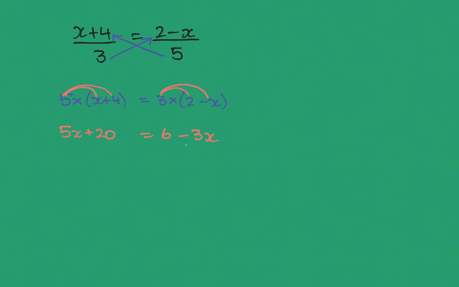Okay, now getting all the x's together, I'm going to plus 3x to both sides. And I end up with 8x plus 20 equals 6. So I end up with 6 minus 20, which is negative 14, and 8x divided by 8, x equals negative 14 on 8, which also equals negative 7 on 4.